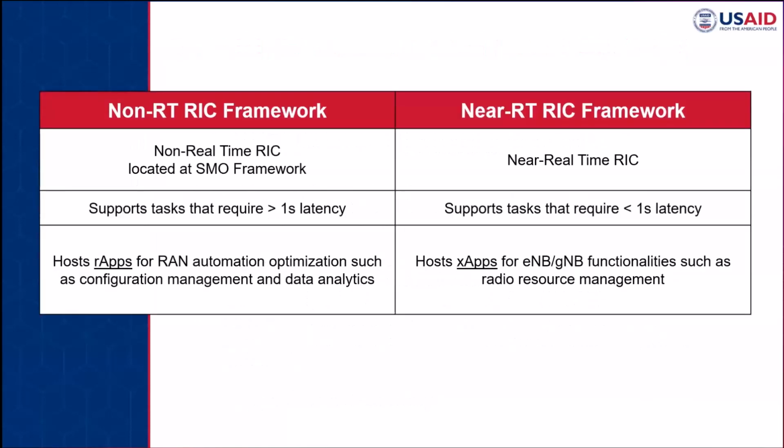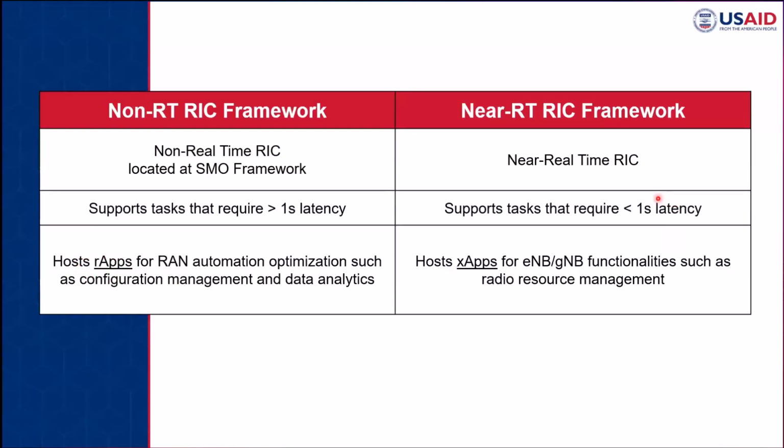So let's compare the difference between the non-real-time RIC and the near-real-time RIC. The non-real-time RIC is located at the SMO framework, and the near-real-time RIC is separate. The non-real-time RIC, or NRT RIC, supports tasks that require greater than 1 second latency, and hosts apps for RAN automation and optimization, such as configuration management and data analytics. These apps, which we call rApps, are inside the non-real-time RIC.